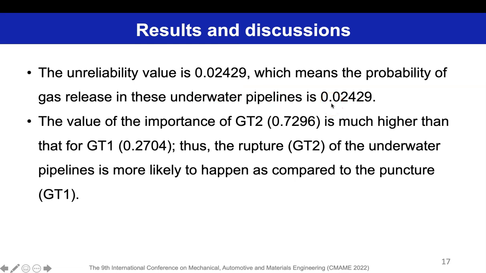And as I mentioned earlier, we were interested to find out whether rupture is the main failure or whether it is puncture. So you can see that the importance value of GT2 is much higher than GT1. So the rupture of the underwater pipeline is more likely to happen as compared to the puncture. According to this short part of our research, we find that rupture of the underwater pipeline could be a major issue in Vietnam gas pipelines.